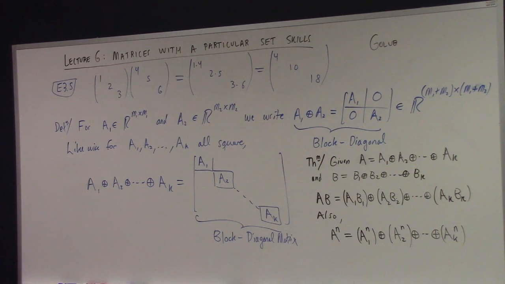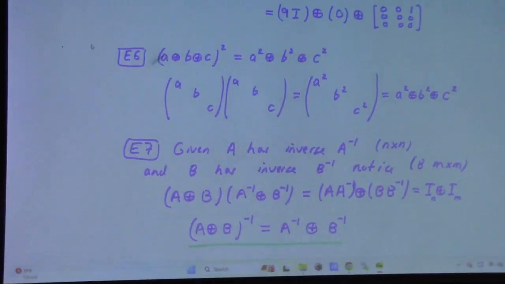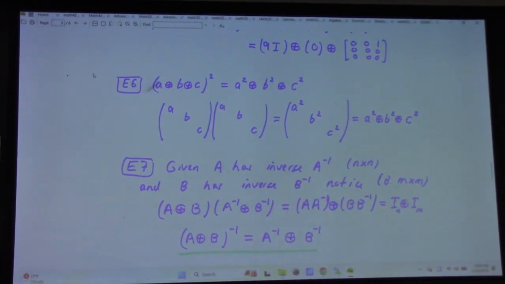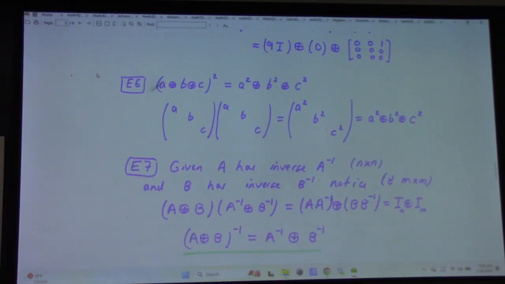So first of all, I have a few more representative calculations here in terms of block multiplication. By the way, a diagonal matrix is block diagonal. It's just kind of a dumb block diagonal matrix, right? A diagonal matrix is a block diagonal matrix where all the blocks are 1 by 1s. So it's kind of silly, but that counts.